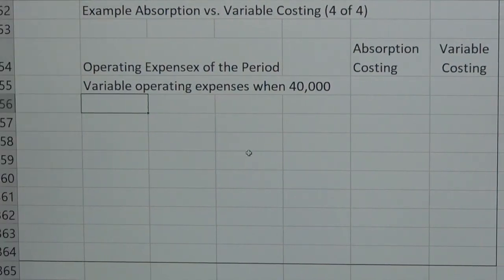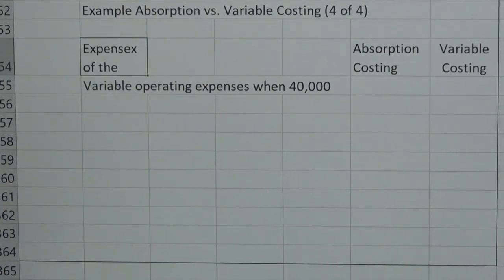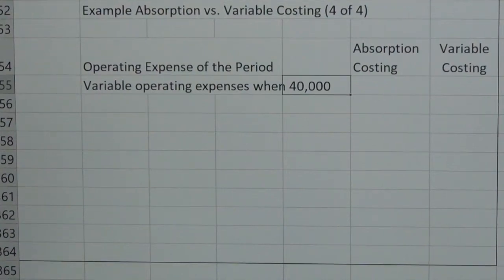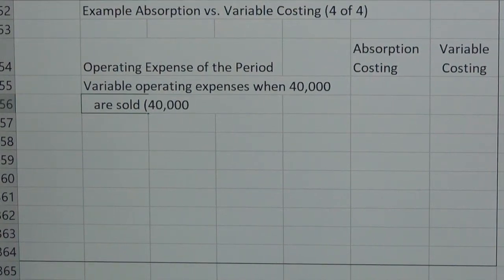Okay, so if we go on to the fourth step of this, we're looking at taking into consideration the operating expenses as well. So far we've only looked at the product costs, but when we look at taking into consideration the operating expenses, the variable operating expenses when 40,000 units are sold, is going to be 40,000 units times $2. Okay. And you're saying, well, where did that come from?